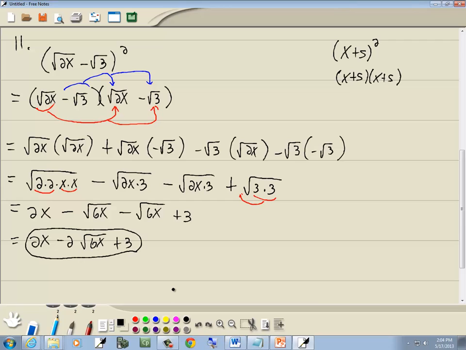Now you'll notice a pattern here. If you're dealing with square roots, this doesn't apply to everything, but if the square roots are the same, see how this was square root of 2x times square root of 2x? See how it just gave us 2x? And this was square root of 3 times square root of 3, which just gave us a 3. It will always work that way where the radical just disappears. And that's assuming you're working with a square root. And the reason why is with the example I just showed you here.